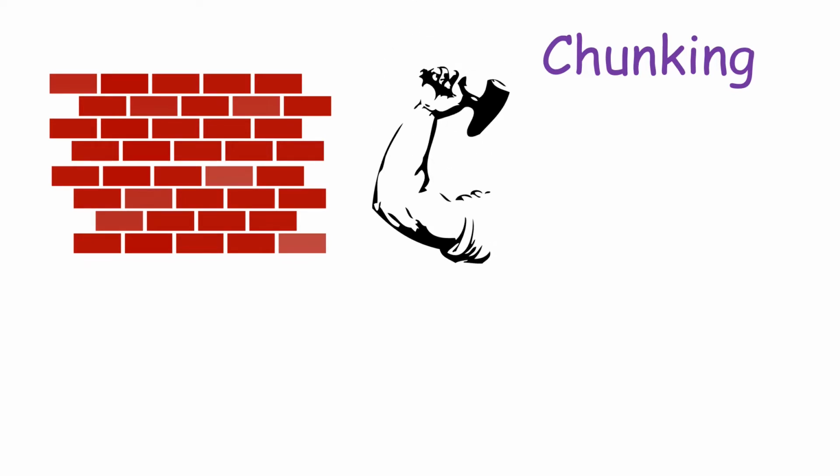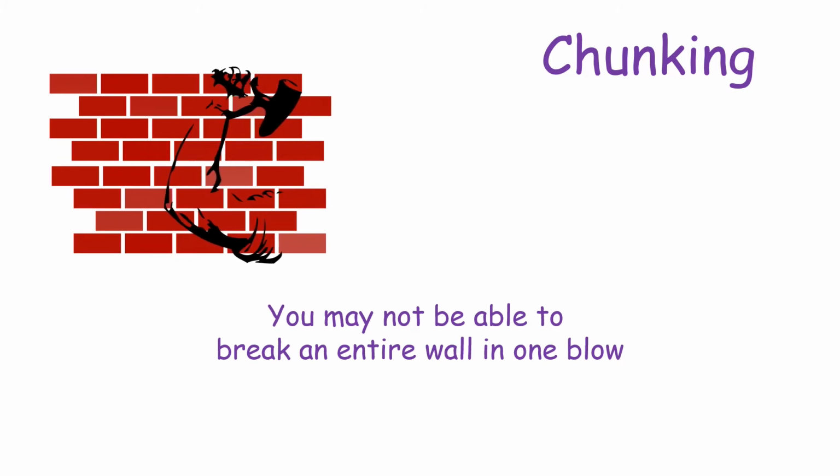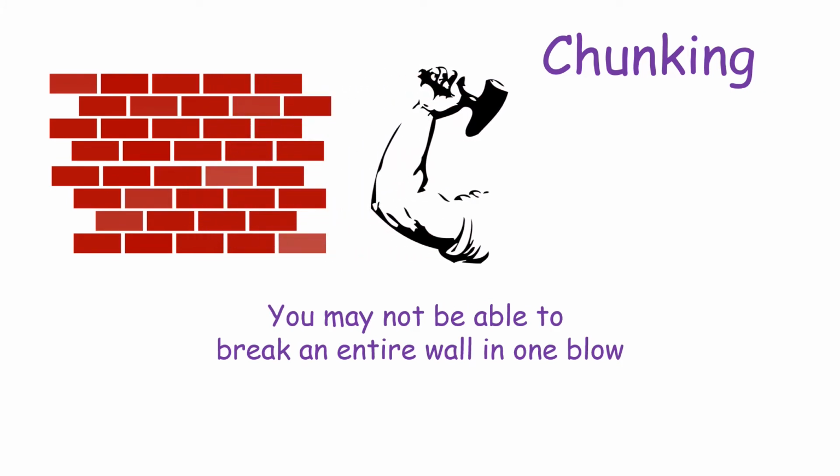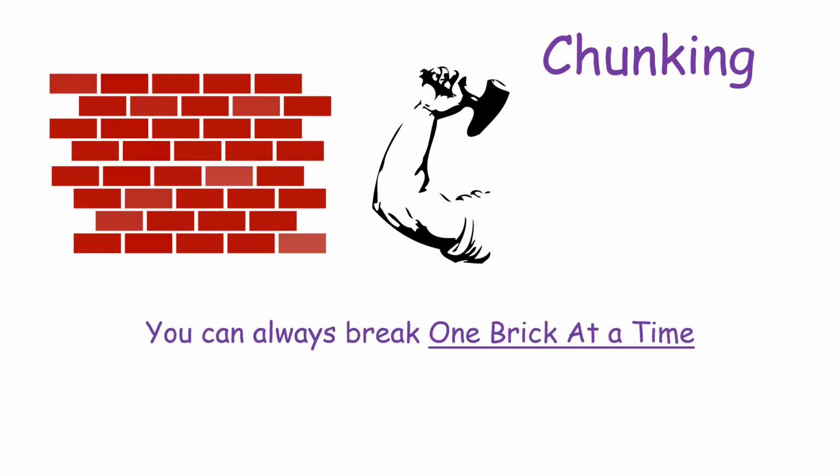Goal setting method: Chunking. When you break bigger goals into smaller actionable goals, this is called chunking. Think of chunking as breaking a wall. How do you break a wall? One brick at a time. Break your wall into smaller bricks. You may not be able to break an entire wall in one blow, but you can always break one brick at a time.